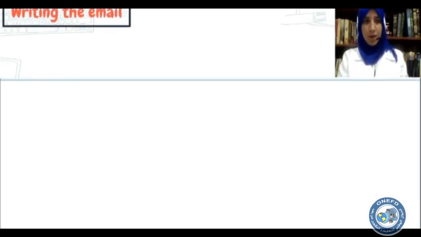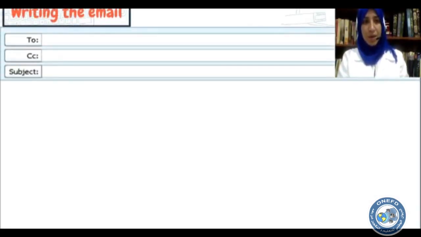Now we are going to write our email together. So here we have the form of the email. Now first, the first part we are going to write is the name of the recipient. Two, means you are going to write the email of the recipient. Second, you are going to write the subject or the topic, the title of your email. And then you are going to start with the salutation, the greetings for your friend. And after that, you are going to write a short introduction to start your email. So now you have 3 minutes to write these four elements.